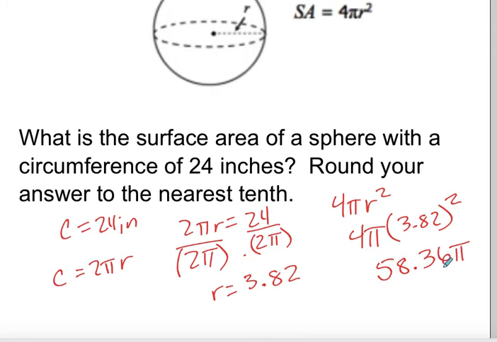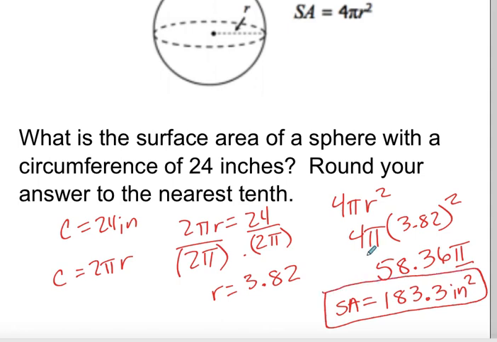Now, this doesn't mean to say 58.4 pi. It means go ahead, put pi in the calculator, and then round your final answer. So now I'm going to multiply by pi, 183.3. And that was inches squared. So this will be my surface area here. So just know if they're saying things like round your answer to the nearest tenth, that means put pi into the answer. Do not leave it in terms of pi. So that's how you deal with spheres and surface area.